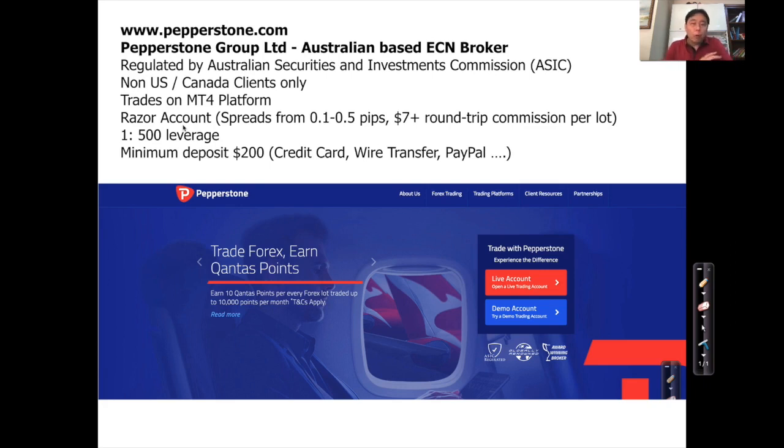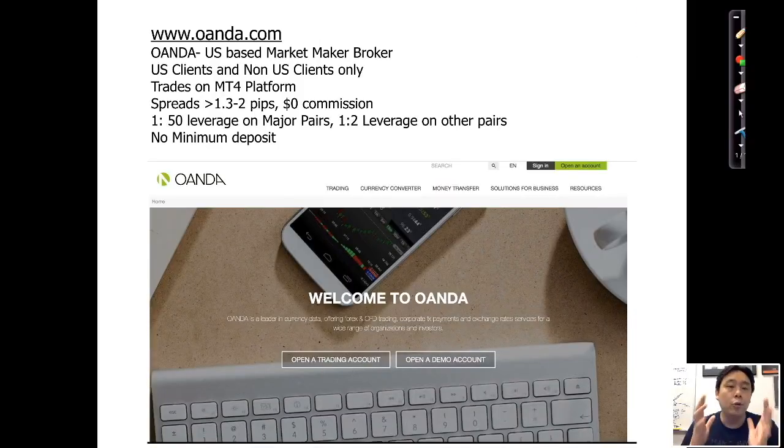Minimum deposit for most forex brokers starts as low as $200, and you can nowadays fund with credit card, PayPal, telegraphic transfer. There are many ways to fund the account. For US clients, you can use Oanda. Now, I personally have never used Oanda, but I've heard good things about them, so you may consider Oanda.